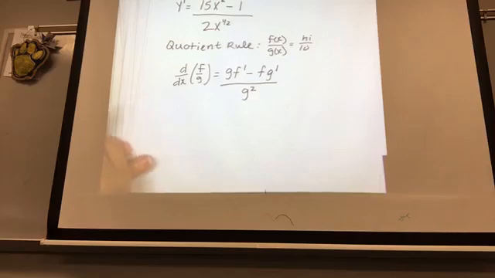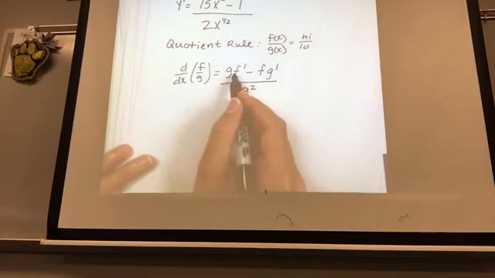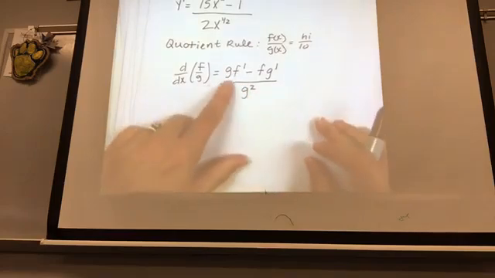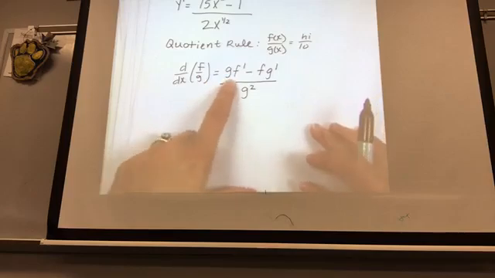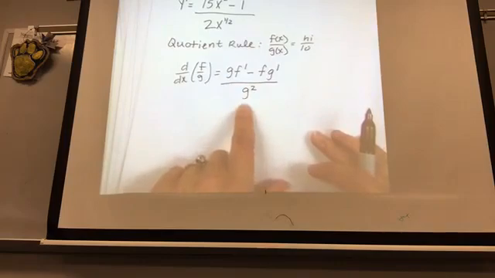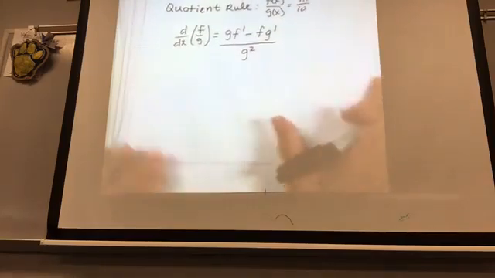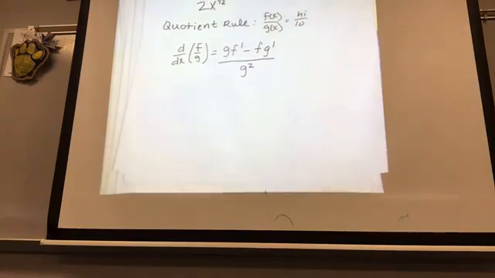There's one also called, I can't remember, but that's one. Low d high. And really, if I can just remember the first part, then I can remember the rest. Low d high minus high d low over low squared. So just remember, low d high. So y'all may want to look up some sayings for the quotient rule and figure out what's the way I can remember it.